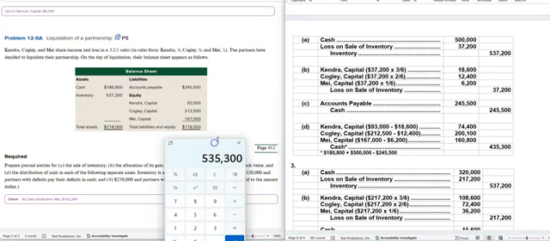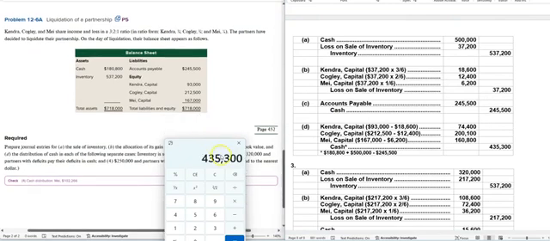What has happened to cash? Well, the business had cash of $180,800. When they sold the inventory, they sold it for $500,000. So the business now has $680,800 in cash. The next step is to pay off the liabilities. So some of that cash is going to be used to pay off the accounts payable. Debit the liability, credit cash. Cash will go down $245,500. So cash is now down to $435,300.